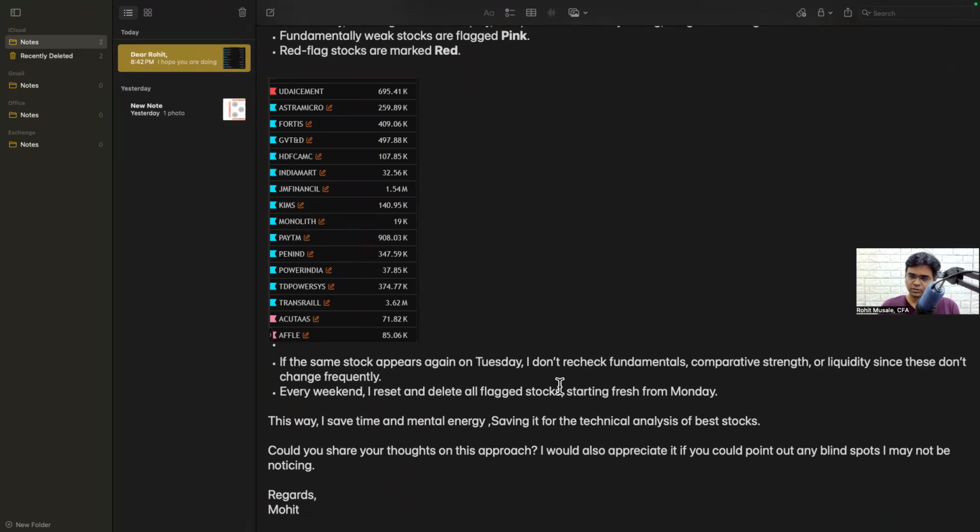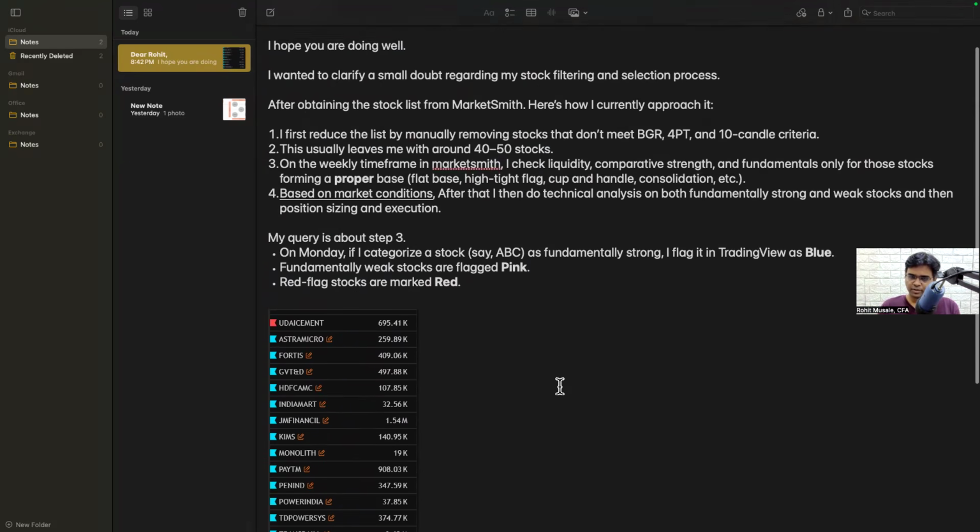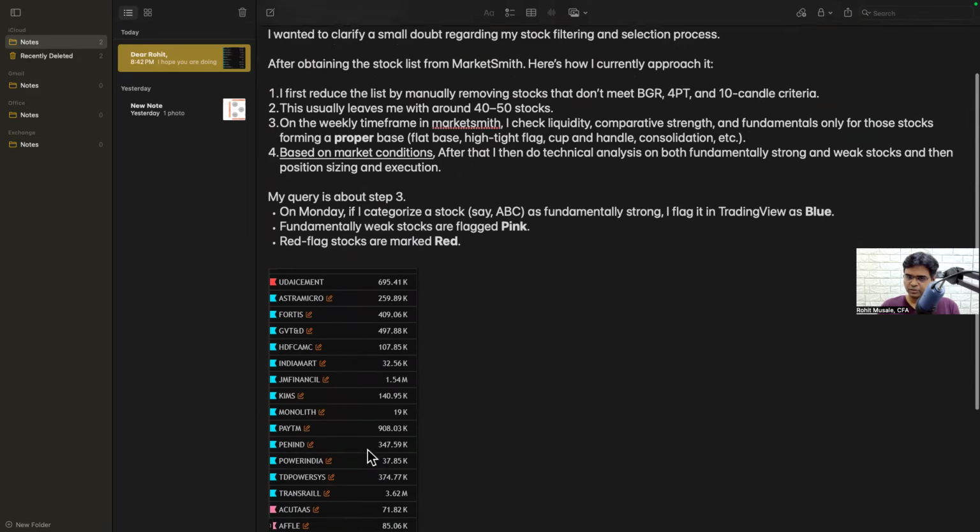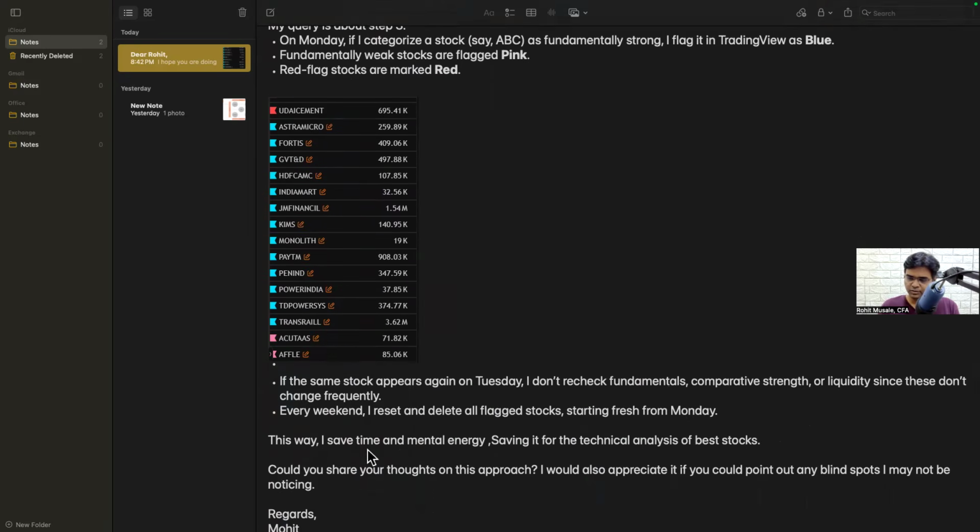So these are my thoughts on the approach. We don't need to keep a watch list. There is no need for a watch list. It's 15 minutes on the daily time frame chart analysis, 15 minutes on the weekly time frame chart analysis, half an hour per day, more than enough. He writes, this way I save time and mental energy, saving it for technical analysis of best stocks.